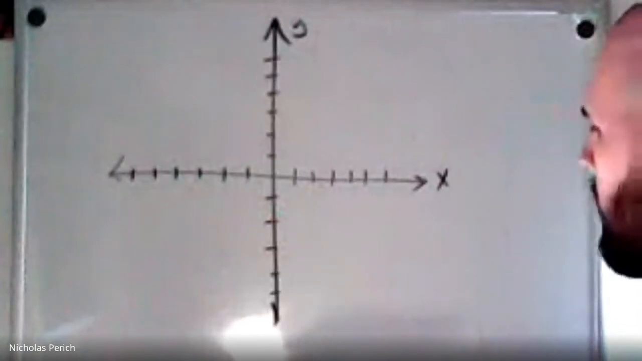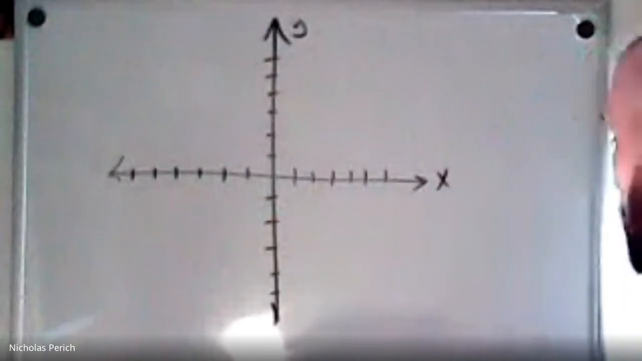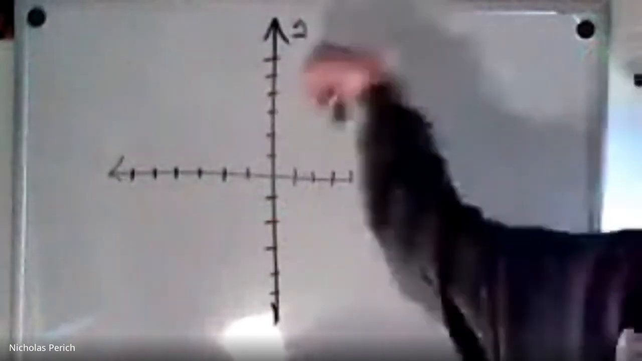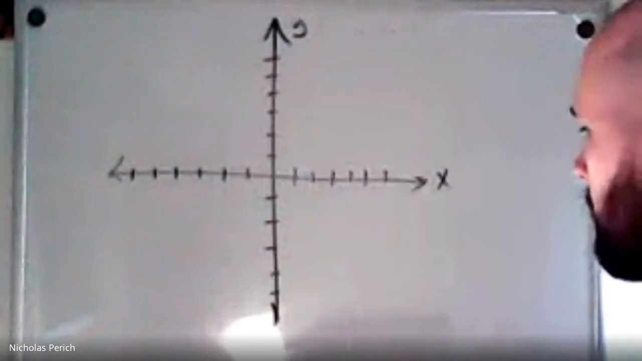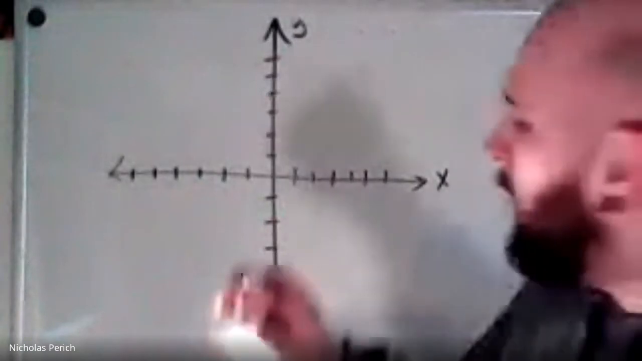Now, coordinate planes are made up of, oh, and by the way, make sure if you're on Google Meet, you click on my screen and pin it so that it gets larger so you can see better. Anyway, they're made up of 4 quadrants.